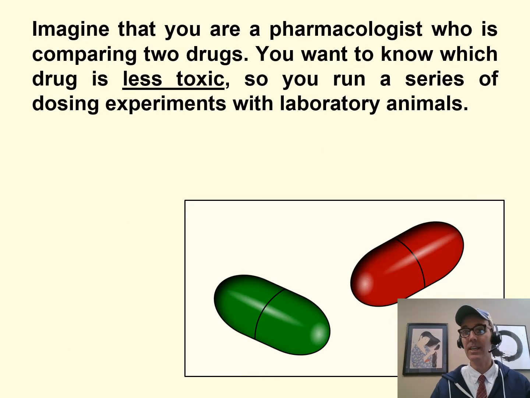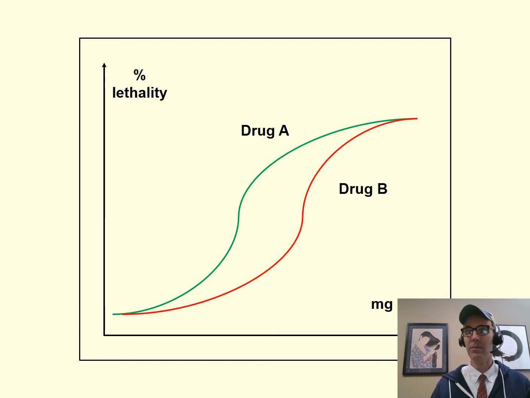So here's a question to test our knowledge. Imagine that you're a pharmacologist who's comparing two drugs. You want to know which drug is less toxic. So let's say you're writing some treatment recommendations that'll go into a pharmacology manual. You want to be able to tell doctors and nurses, other people who prescribe drugs, which drugs are relatively less toxic. You've got two drugs here. You want to know which one is less toxic, so you run a series of dosing experiments on laboratory animals. And you get some lethal dosing curves that look a bit like this. Drug A in the green, drug B in the red. Which drug is less lethal?